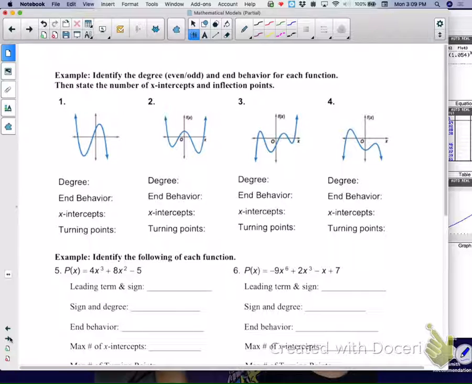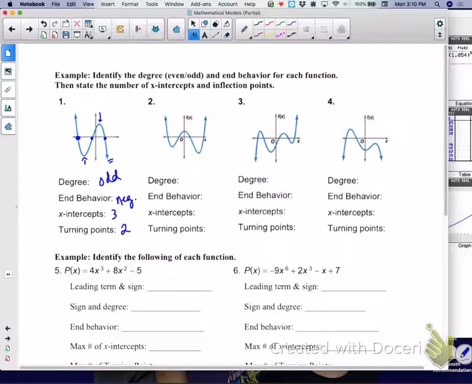So the first one there, the degree, the ends are doing something different, so this would be odd. The end behavior is going to be negative because the graph ends going down. X-intercepts, I have 1, 2, 3. And turning points, I have 1 minimum and 1 maximum, so 2.